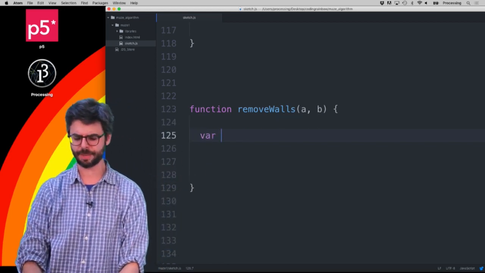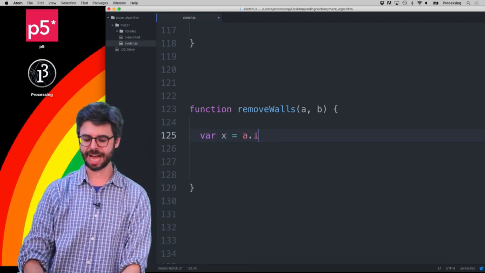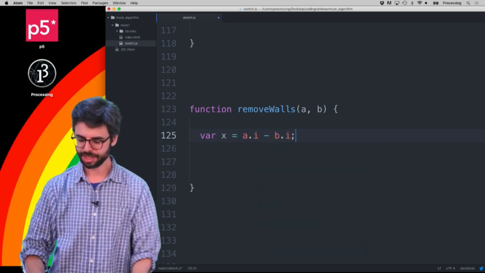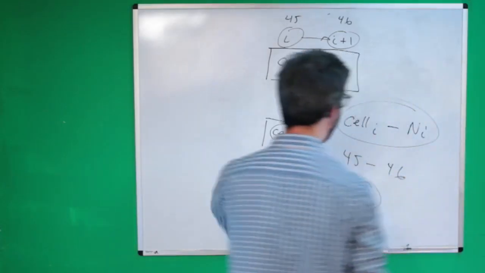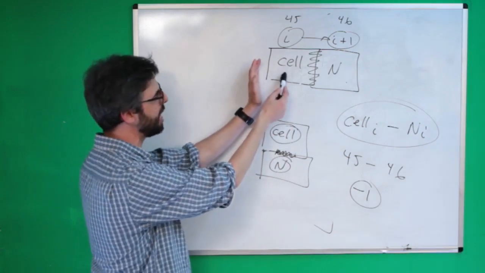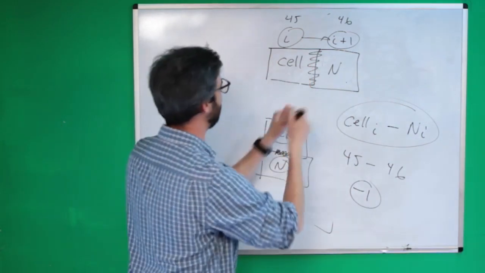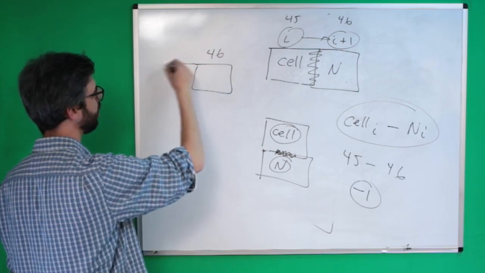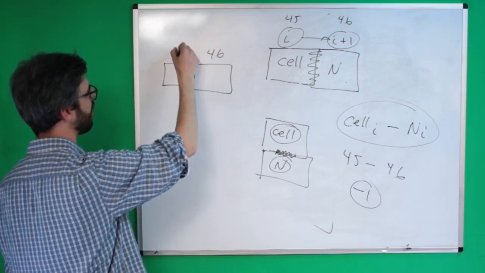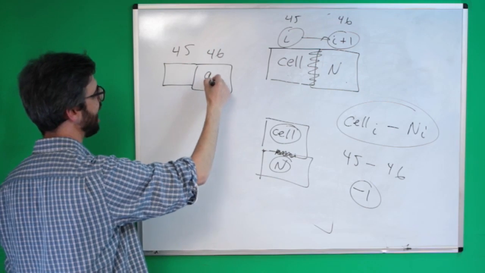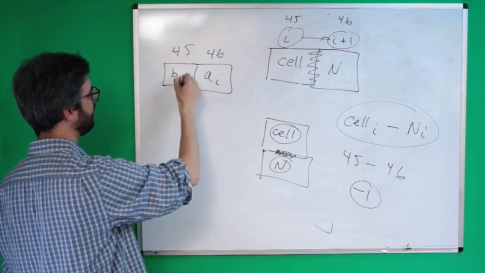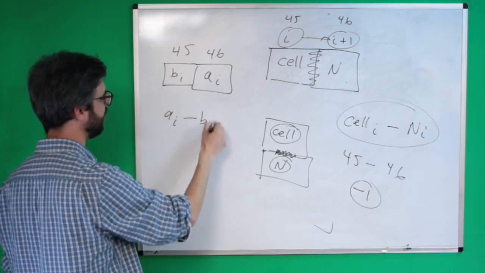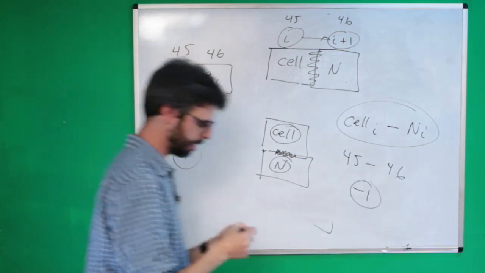The first thing I need to do is call x a.i minus b.i. So this is exactly what I'm doing: the value x is the difference between this cell and that cell. Let's think about this scenario, where this is column 46, and this is column 45. A's index i minus B's index i is 1.